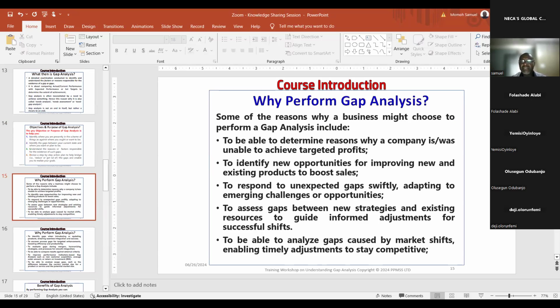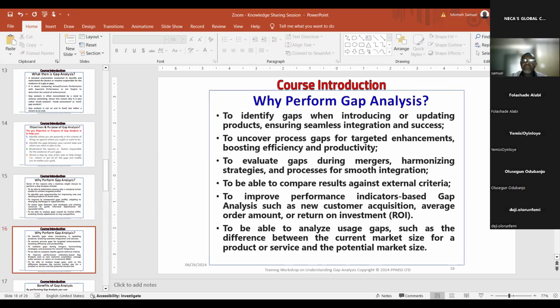Gap analysis will probably be conducted by organizations to enable them analyze the space or the vacuum that exists in their current market. Gap analysis is also conducted by organizations to enable them compare results against external criteria. In this case, we are referring to probably comparing your performance as an organization with that of your competitors or other persons in your industry that are at the same level as yourself.